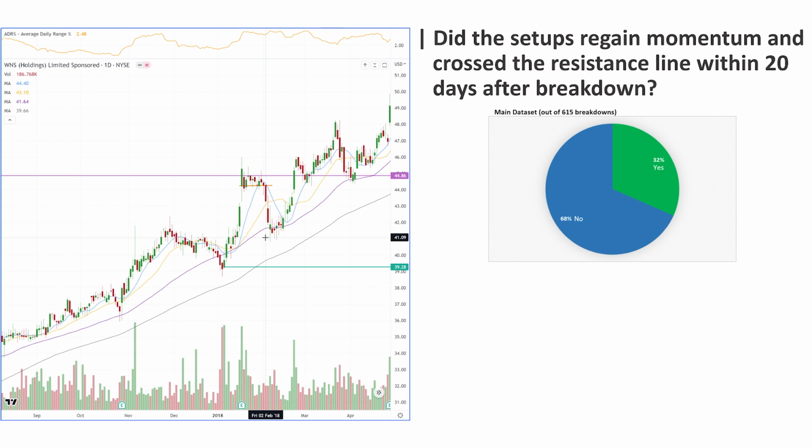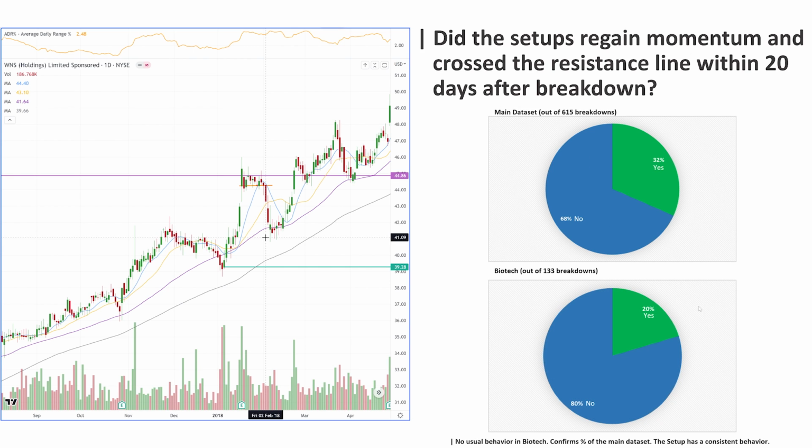20 days after breakdown? So did the setup have a breakdown, find some support, and get back above the resistance line within 20 days? In 32% of situations in the main dataset, that was the case. And when it comes to Biotech, 20% of breakdowns did similar price action. However, no unusual behavior, I think, confirmed the percentage of the main data set. The setup has a consistent behavior on this. Again, it's nice to see.